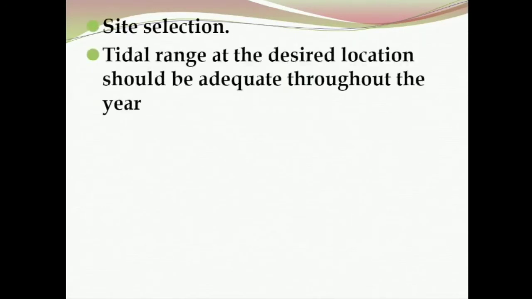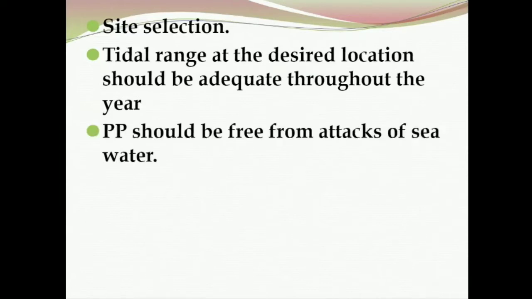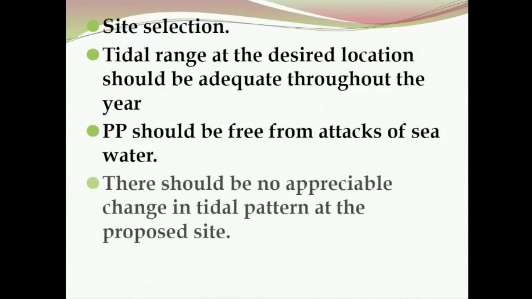First of all, we shall see the site selection. Tidal range at the desired location should be adequate throughout the year. The power plant should be free from attacks of seawater because the power plant will be always subjected to seawater. So it should be made up of materials which are capable to resist the attack of seawater. There should be no appreciable change in the tidal pattern at the proposed site.